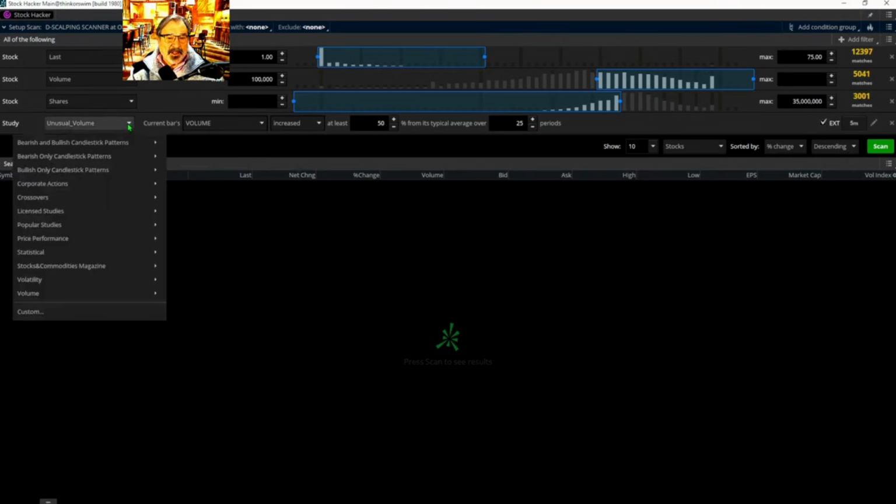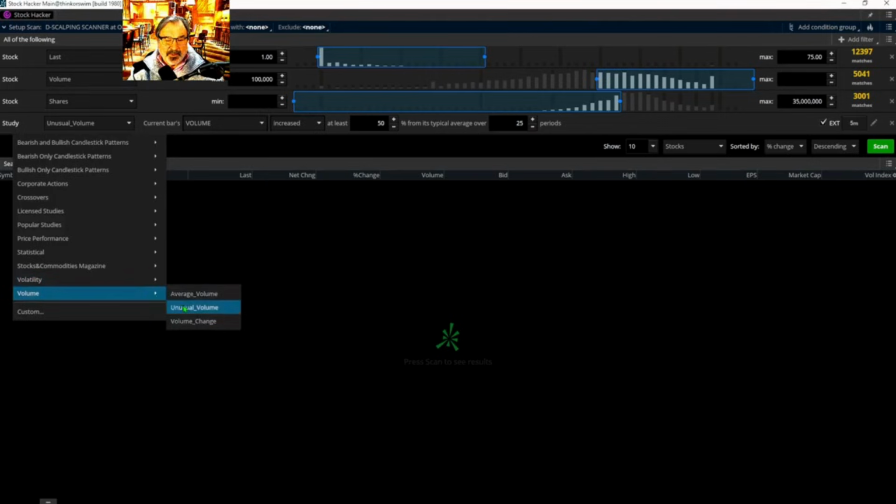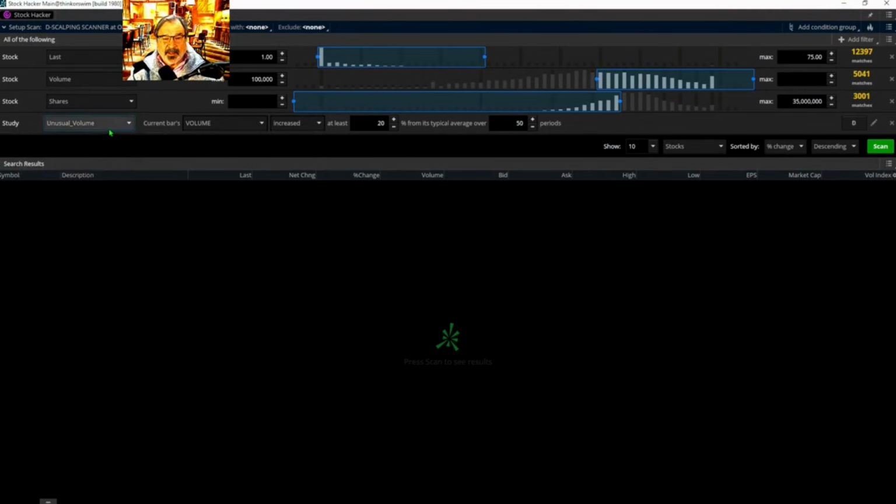And let me just show you about unusual volume. So unusual volume is right here. Where did it go? Right here, yeah. So unusual volume is right there. And it just came right back up there. But then you just do this, and this bar will come up.